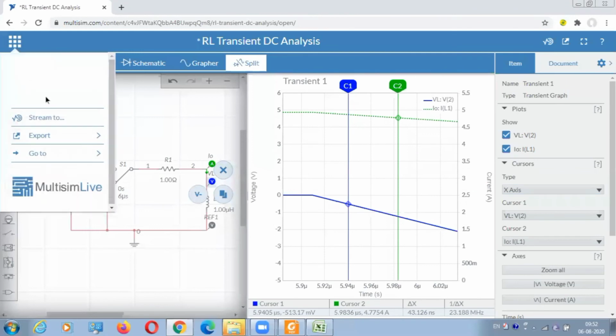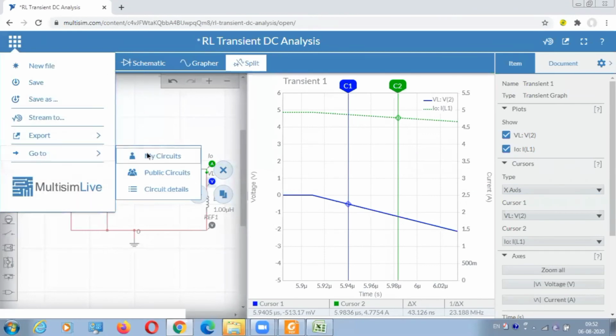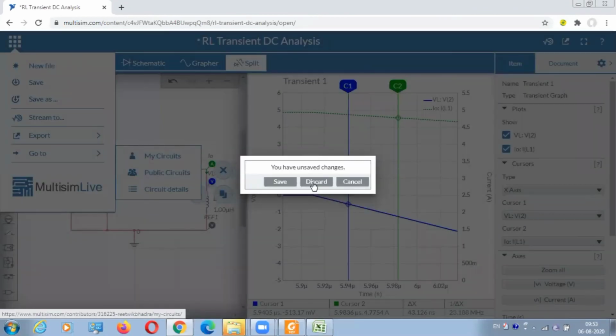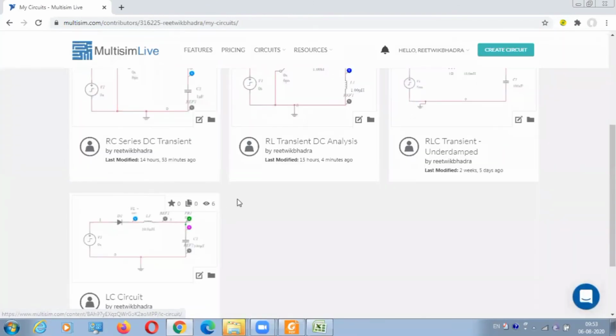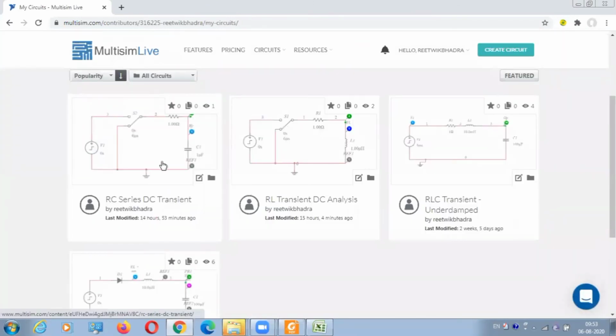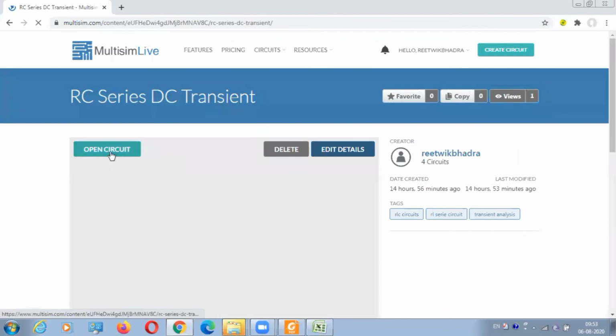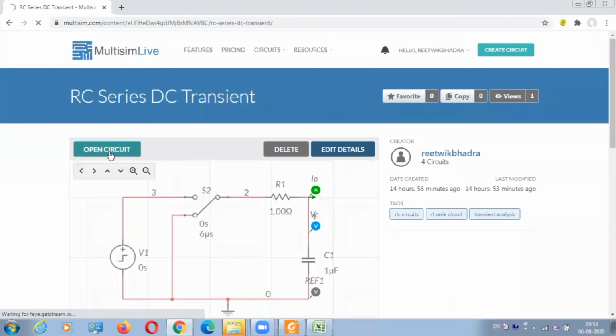Okay. We will check the other circuits also. Just go through it very quickly within 5 minutes. I'll show you your RC DC transient. I'll check the outputs only.